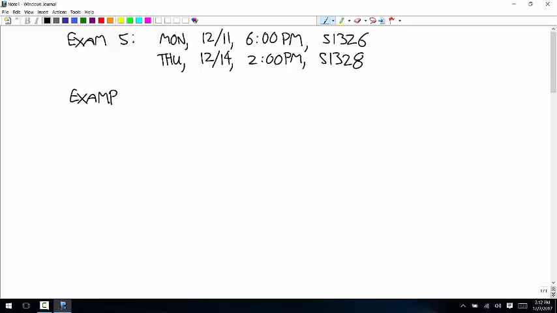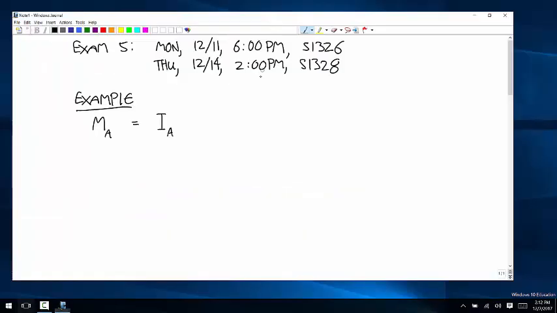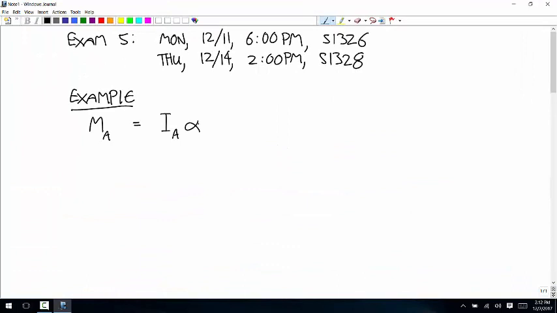Okay, so I'm going to do an example of using the angular version of Newton's second law. So the equation we're going to use is this. You add up all the moments around the axis. It's equal to the mass moment of inertia times the angular acceleration.